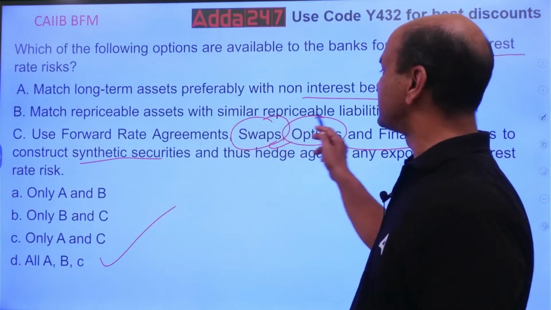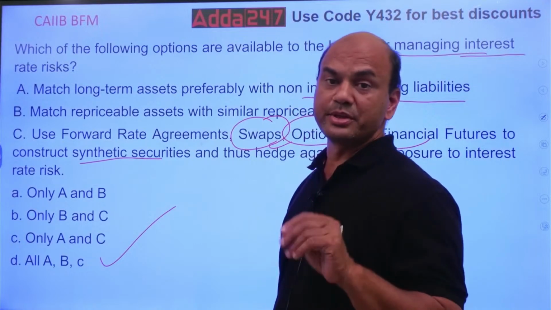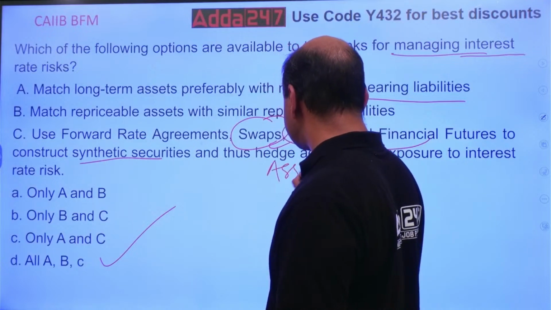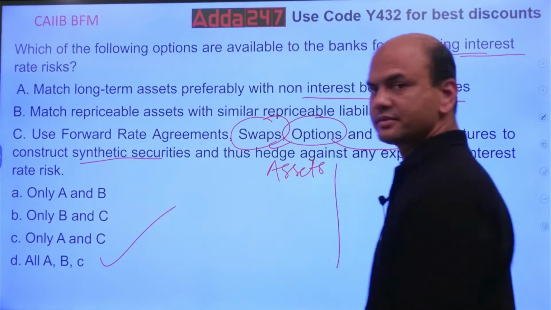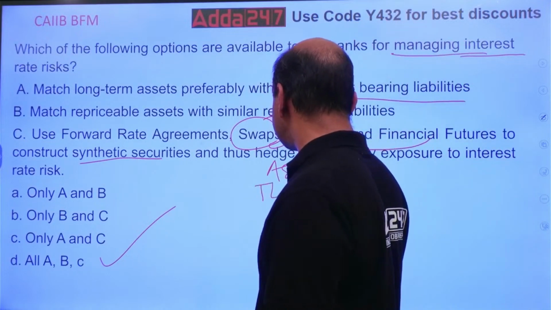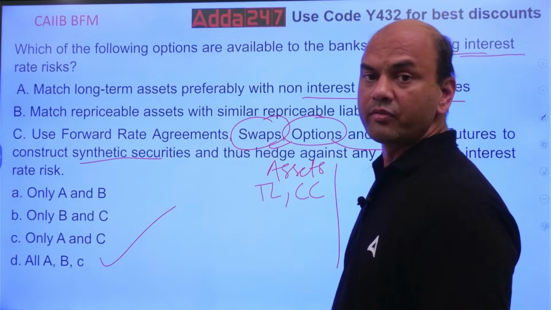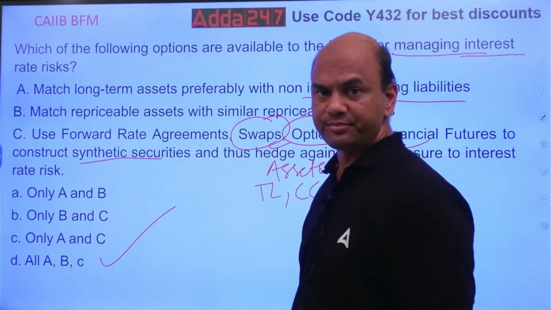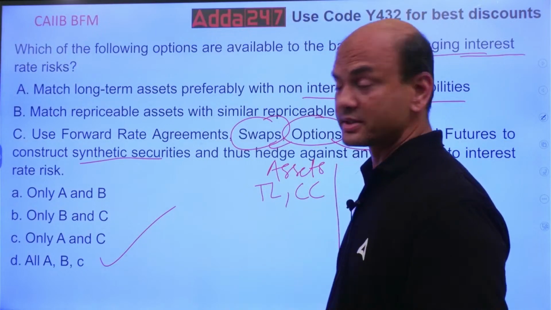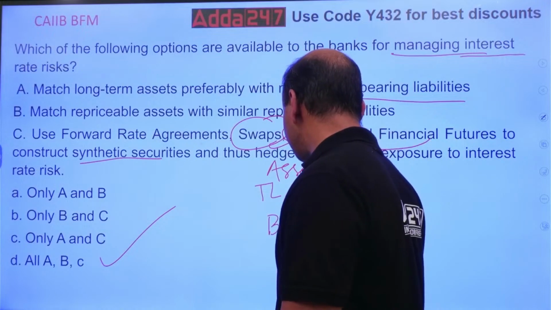Matching repriceable assets with repriceable liabilities. That is also true. Repriceable assets means what? What are repriceable assets? Let's write down. Assets. Loans. All the loans. Term loan, CC. These are repriceable. Why? Because what do you mean by this word repriceable? Where the rate of interest will change. So term loan, CC plus any bonds which you have purchased. Bonds, purchased, right? Kindly remember, that is only asset.